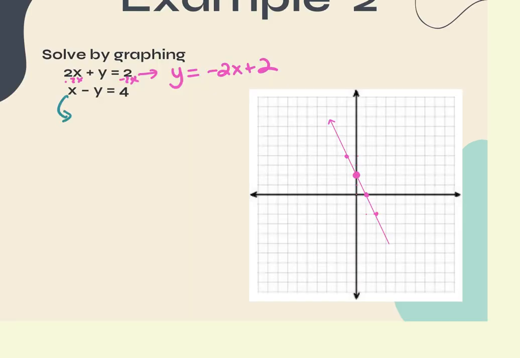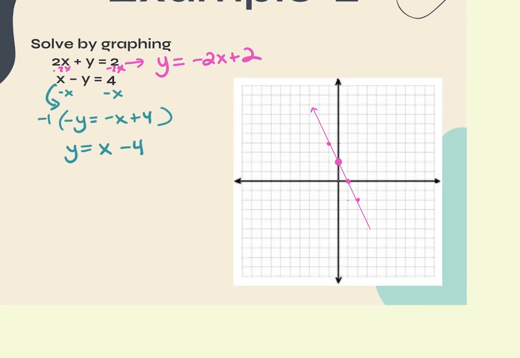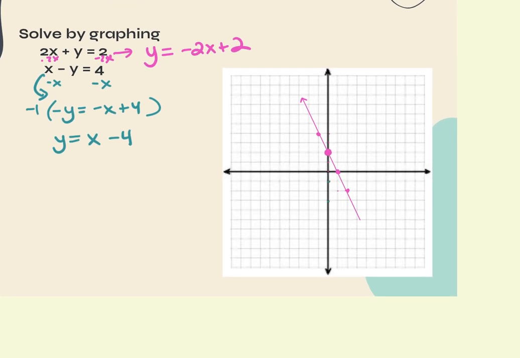The second one, I would subtract the x, and then multiply by negative 1. And my y is what? My y-intercept? Negative 4. And my slope is up 1 and over 1. This time it intersects down here at 2, negative 2.